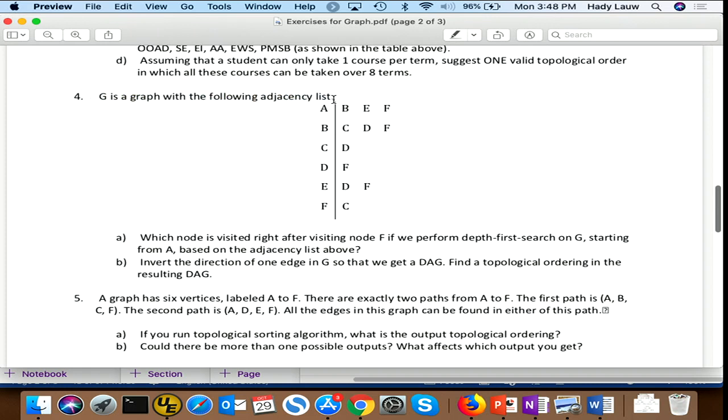So here you are given a graph, and the question, the first part, part A: which node is visited right after visiting node F if we perform traversals on G starting from A based on the adjacency list above. So then this is the list. If you want to know which one will be visited next, then we need to do the DFS and check that.